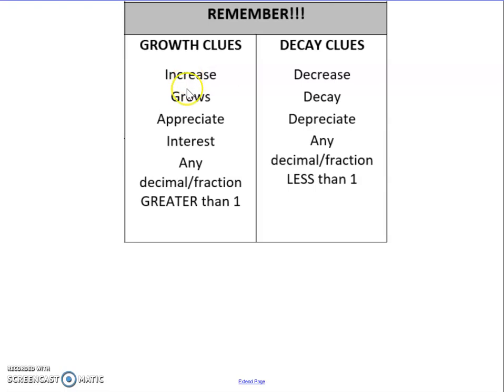Just remember, look for words that are going to tell you growth: any decimal or fraction that's greater than 1, appreciates, grows, increase, right? Any decay words: any decimal less than 1, depreciate, decay, decrease. Okay, there's other words, but you're looking for those words in our situations.